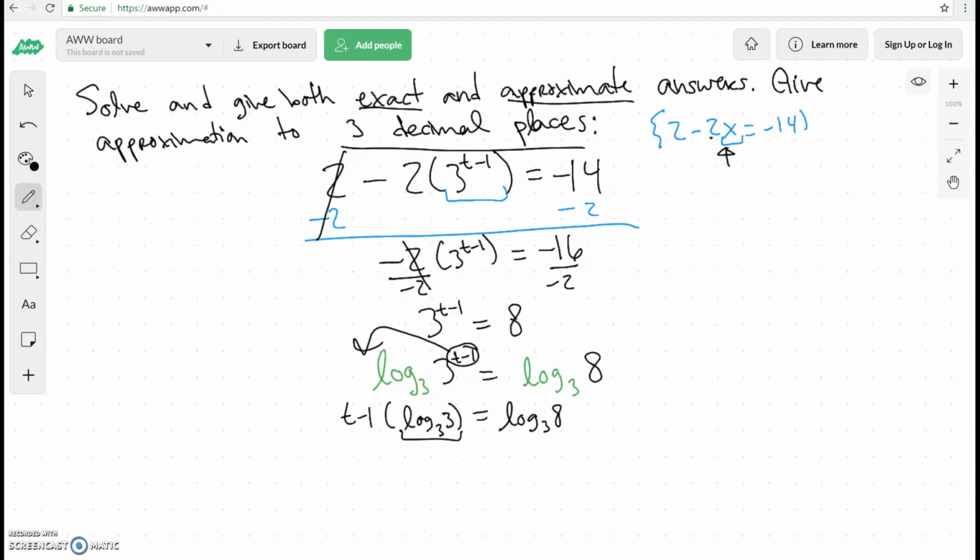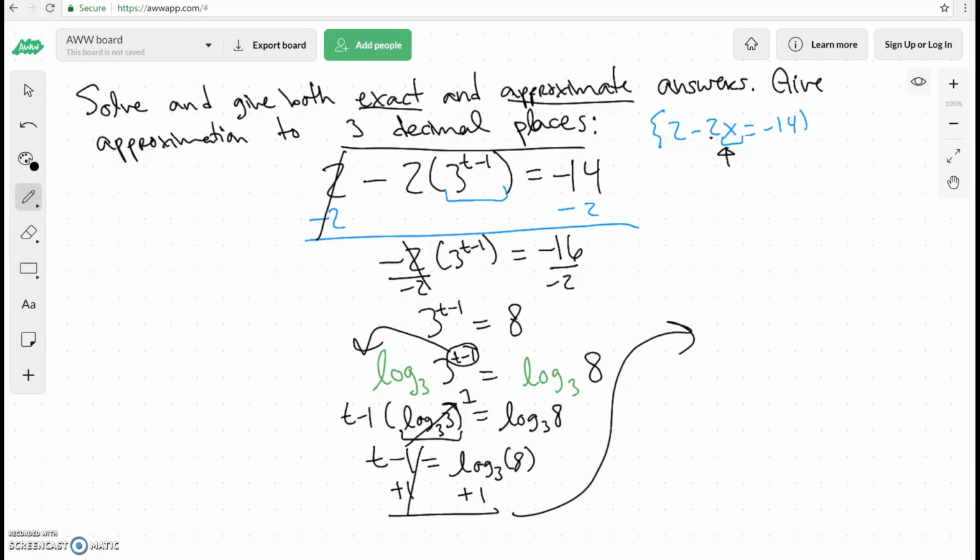We know that log base 3 of 3 is just going to be equal to 1. So I'm left with t minus 1 is equal to log base 3 of 8. Okay, so now we're almost there. We just want to add the 1 to the other side. Be very careful. Do not go ahead and add the 8 there. All we're going to write is log base 3 of 8 plus 1. We can put parentheses around that if that makes our life easier. This is what we call the exact answer.